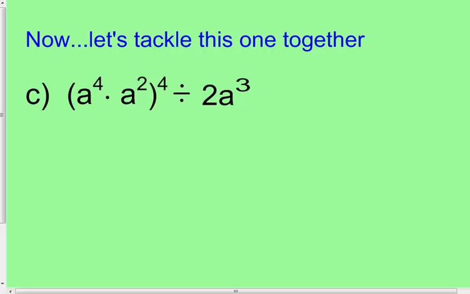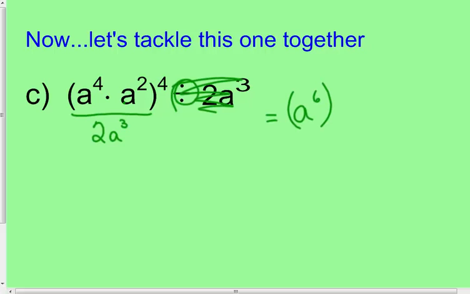Now let's tackle this one also together. And I really don't like when they use this symbol, so I'm going to rewrite it as 2a to the 3rd power. So I'm going to simplify this. I have a to the 4th times a to the 2nd. So I have a product of powers. So a to the 4th times a to the 2nd, that would be a to the 8th. Oh, a to the 6th, sorry. Add those exponents. Ooh, careful. 4 plus 2 is 6. Raised to the 4th power.